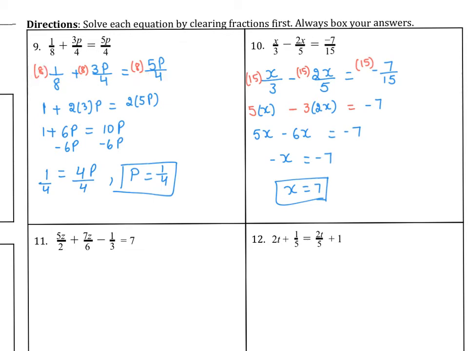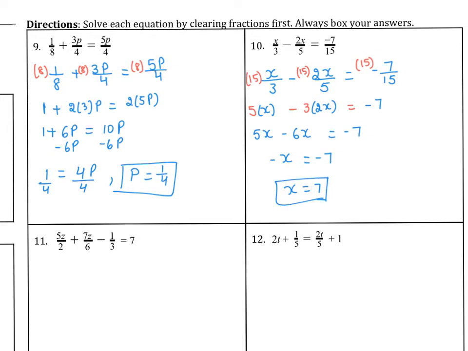Now you clear the fraction, so 8 divided by 8 is 1, so you're left with 1. 8 divided by 4 is 2, and 8 divided by 4 is 2. So you're going to have a first term as 1, and 2 times 3p is going to be 6p. 2 times 5p is going to be 10p. And now you're going to find out the p. So subtract 6p on both sides, you're going to get 4p equals 1. Divide by 4 on both sides, you're going to get p equals 1 over 4.